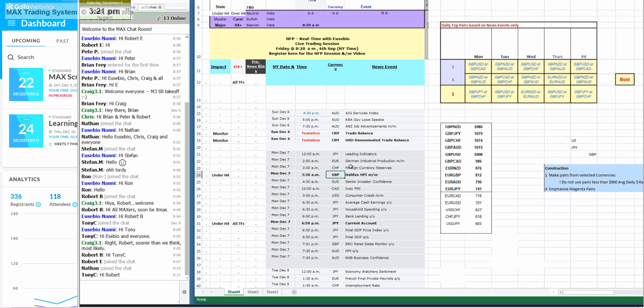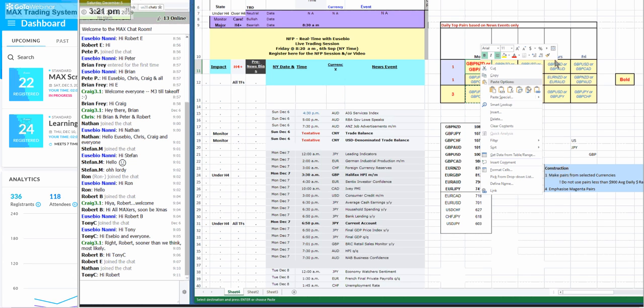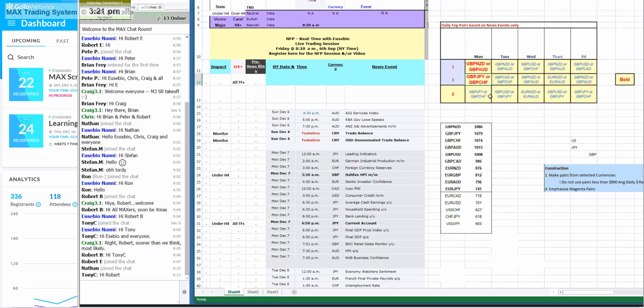The pound, and pound, and pound. Okay, so we will have the pound Kiwi or pound Aussie. Yep. Then the pound Yen or pound Swiss. Okay. And then the pound US dollar or pound CAD. Do I have one of those? Yep.